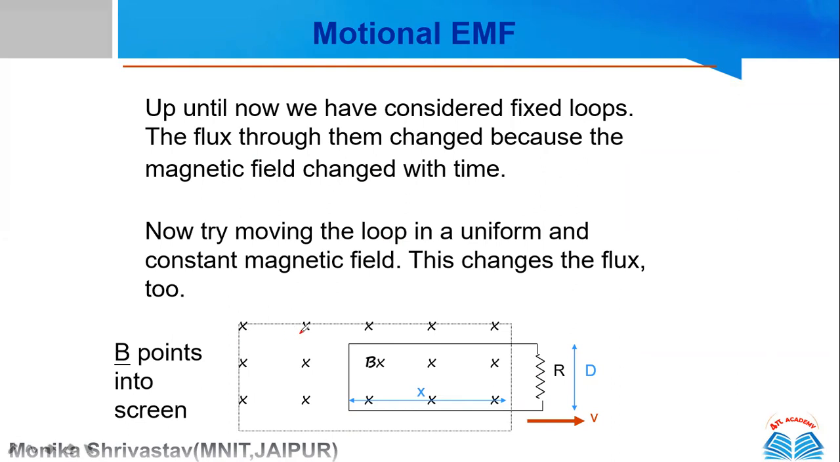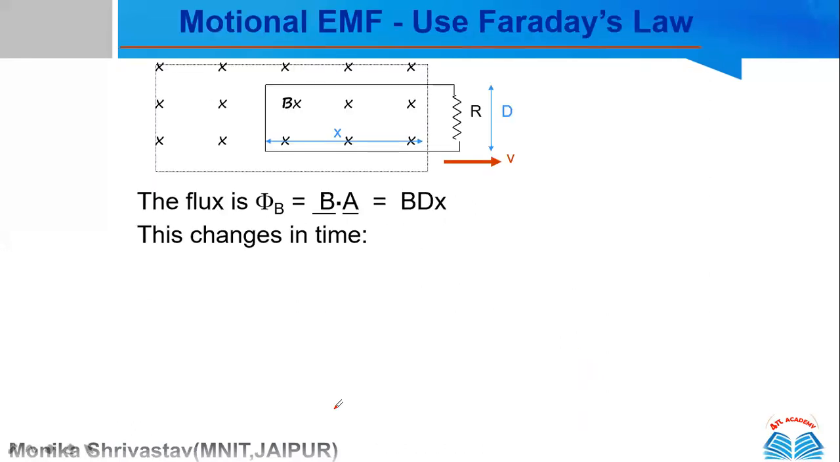What does this cross show? This cross shows that the direction of magnetic field is into the screen, meaning into the page. Okay, so the velocity of the coil is perpendicular to the applied magnetic field. Now what results will we get? So we'll use Faraday's law. Flux phi B will be B dot A, where area means breadth into length. So this x was your length and D was your breadth, so D into x and B is B.